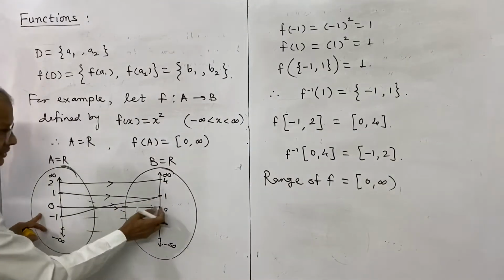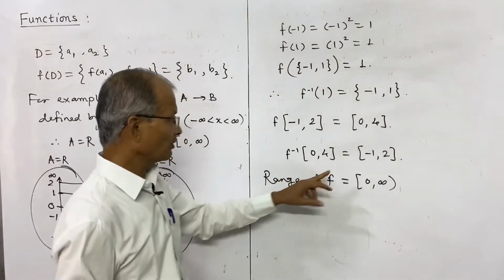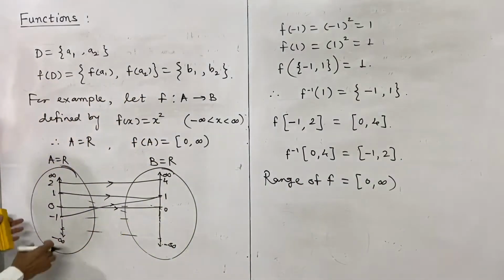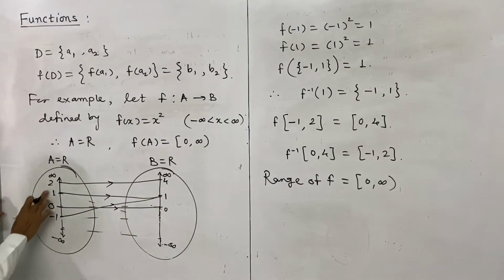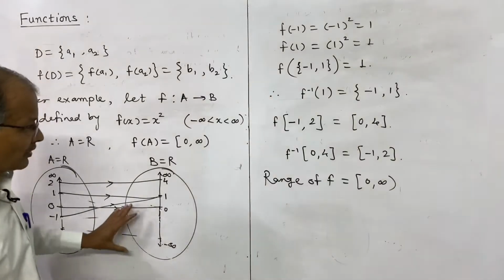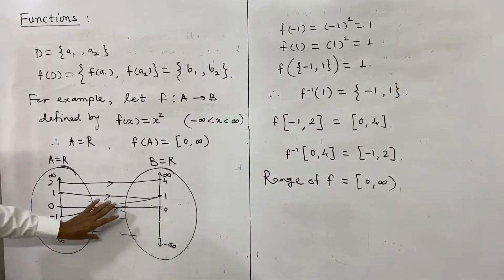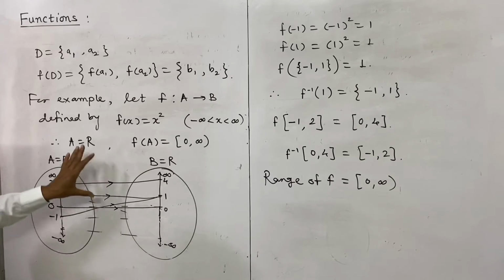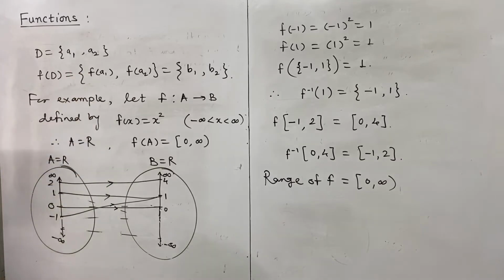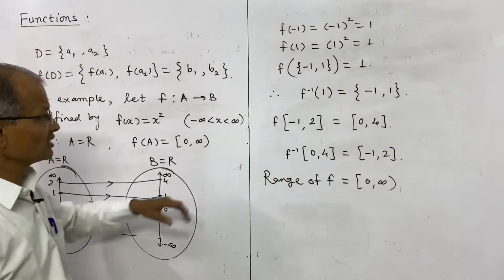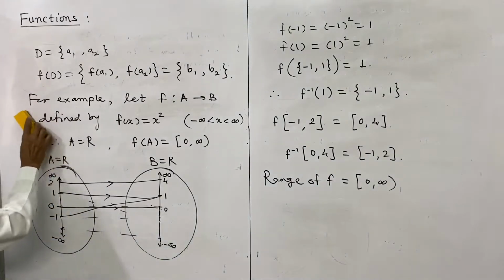And the inverse image of the interval 0 to 4 will be the closed interval minus 1 to 2. So that is to be noted. Please note this figure again. This is an example of a function. Here we have considered images, and then the inverse image of a set also.